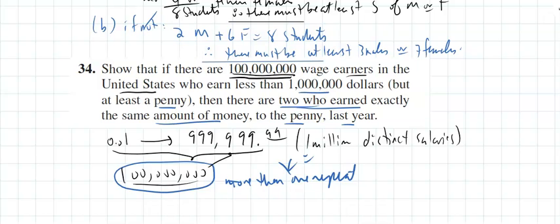The best you could have, the worst case scenario, and we always assume the worst case scenario, you get 1 million people that each earn different values. And then you get 999,000 people that earn one of the same amounts, say $1. So the extra person after that is either going to repeat one of the other values, and that's where the at least 2 comes from. But we have 100 million, it's not that close. And that's pretty much it for this section.